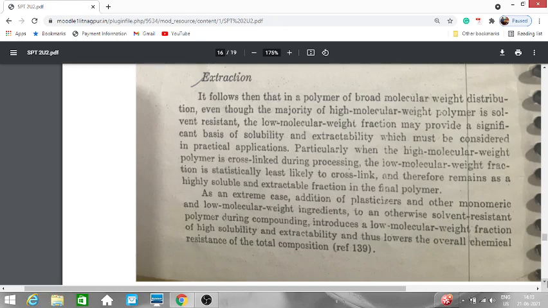particularly when the high molecular weight polymer is cross-linked during processing. The low molecular weight fraction is statistically least likely to cross-link and therefore remains a highly soluble and extractable fraction in the composition. As an extreme case, the addition of plasticizers and other monomeric and low molecular weight ingredients to an otherwise solvent resistant polymer during compounding introduces a low molecular weight fraction of high solubility and extractability, and thus lowers the overall chemical resistance of the total composition.